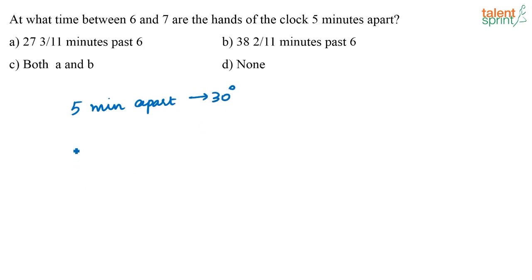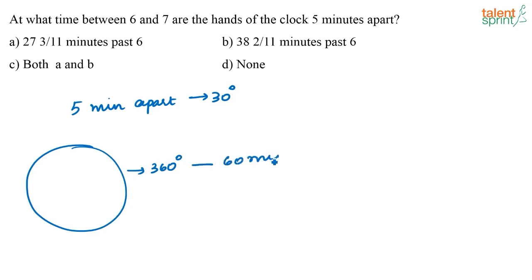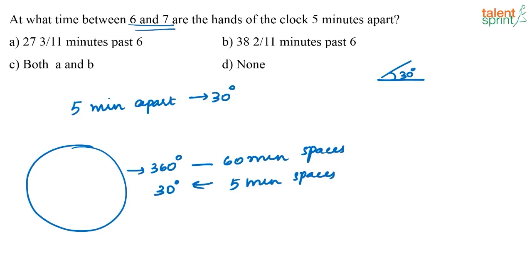How do I say 30 degrees? See, the full clock is divided into 360 degrees, which is equivalent to 60-minute spaces. So how many degrees does 5-minute spaces represent? 5-minute spaces represent 30 degrees, so the angle between the hour hand and the minute hand is 30 degrees. Now, between time 6 and 7, there are two possibilities that can come. So the time is between 6 and 7 here.